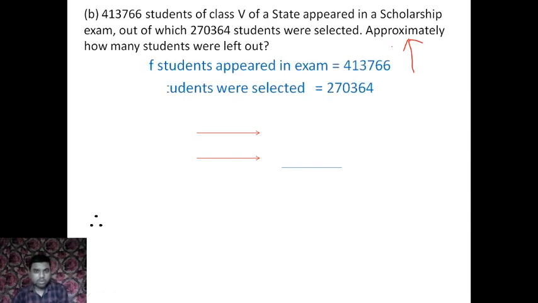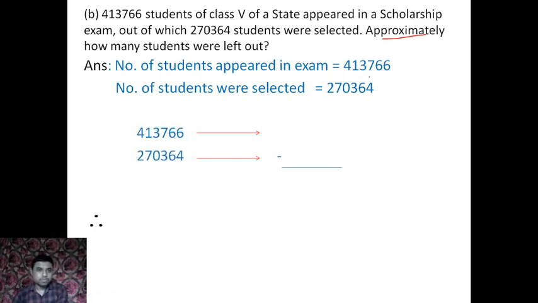First write: number of students who appeared in the exam, number of students selected. Now look here, it is not asked for the actual, only for approximately. So we will do only the estimation. Understand the meaning of approximately: closer to the actual, not that exact number but close to it. Is it clear? And see here, it is not told to round to the nearest lakh.